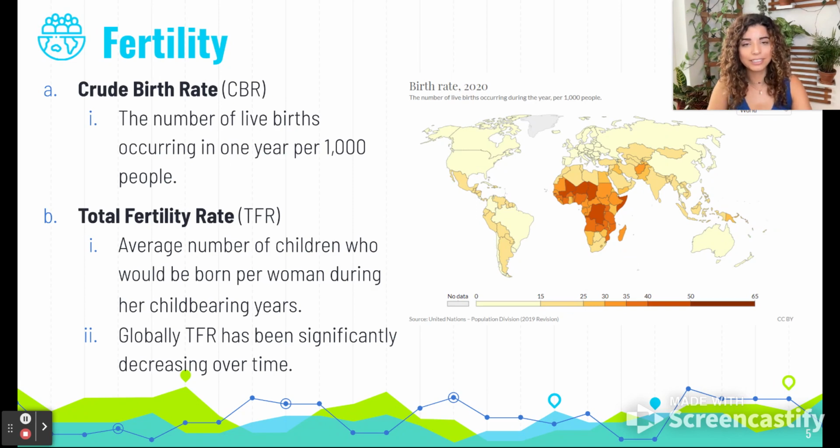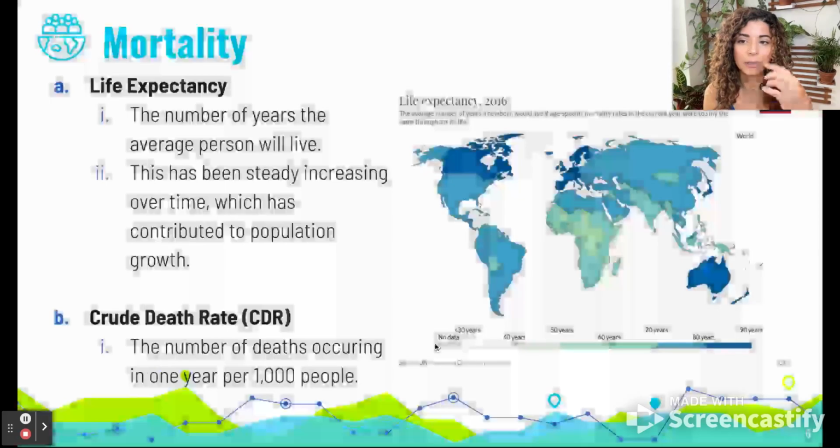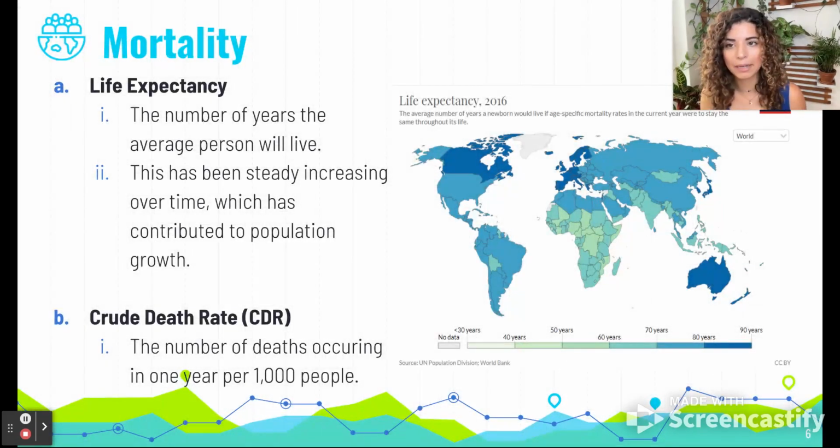For total fertility rate or TFR, this is the average number of children who would be born per woman during her childbearing years. So for the years that a woman is fertile, that is the average number of children they have. Globally, TFR has been significantly decreasing over time. That's part of the historical trend that we see happening.